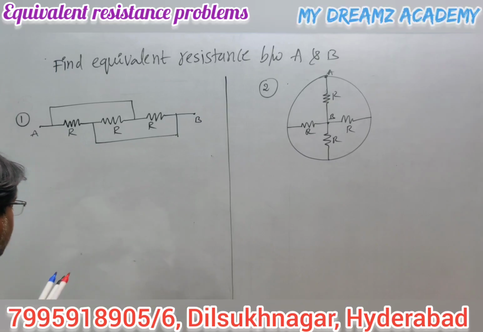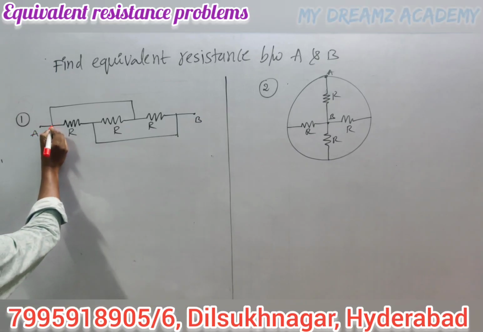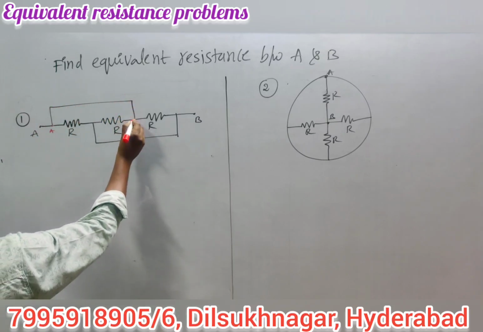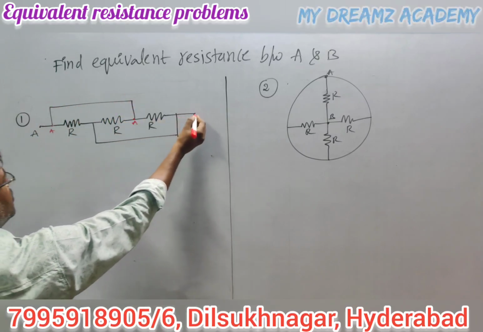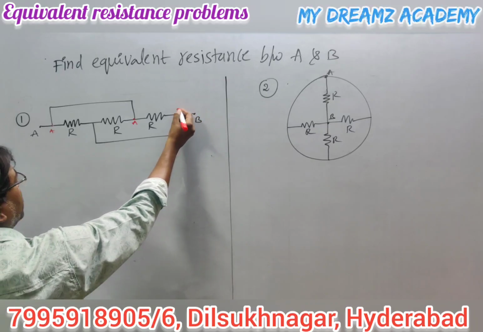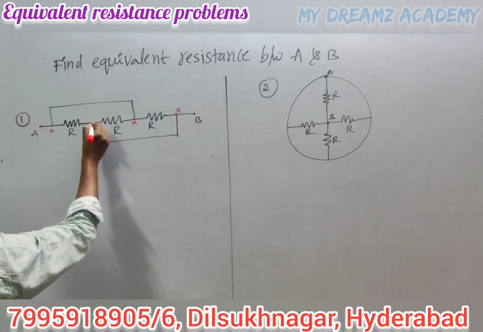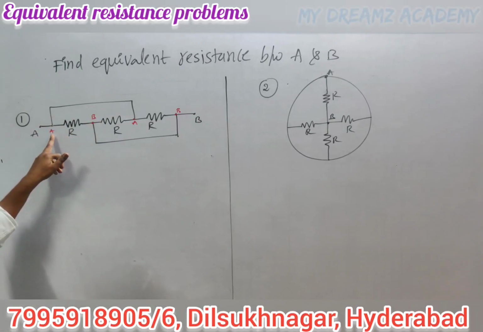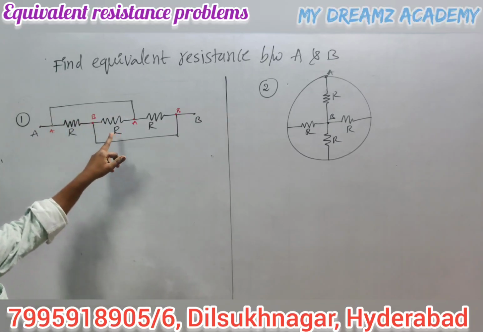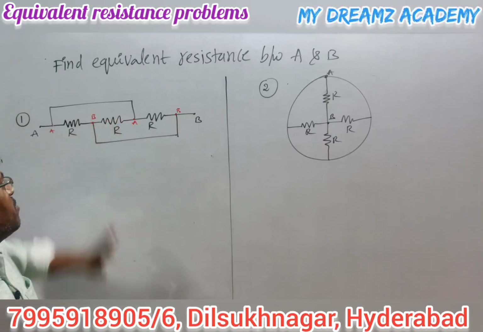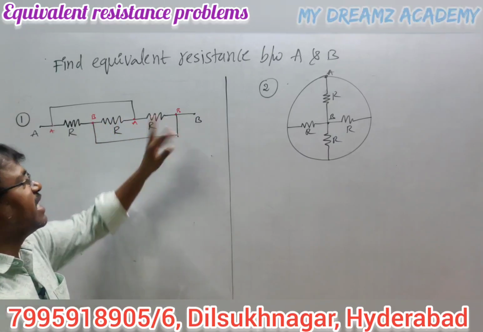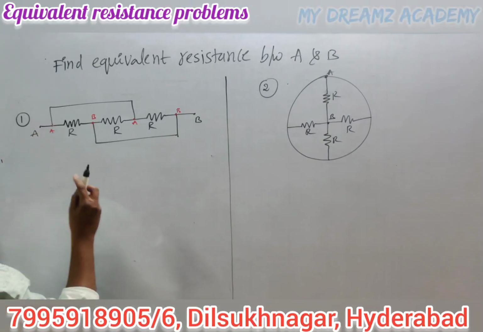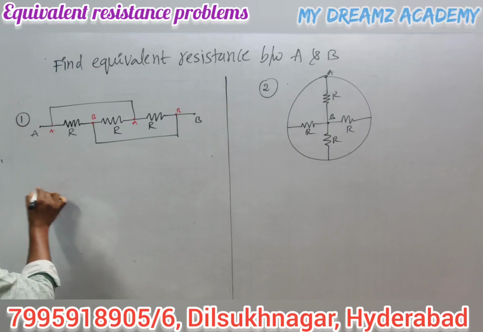In this case, this is the terminal A, point A. This point A is also connected here, so this is also point A. This point B is also B, and this is also point B. Now if we observe, this resistor lies between A and B. This resistor also lies between A and B points. This also lies between A and B. So finally these three resistors are connected between two points A and B.